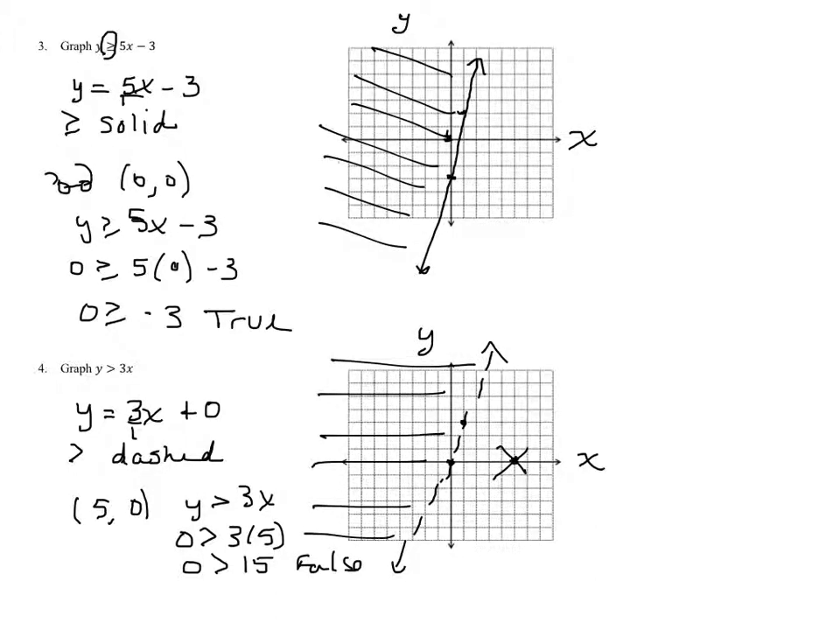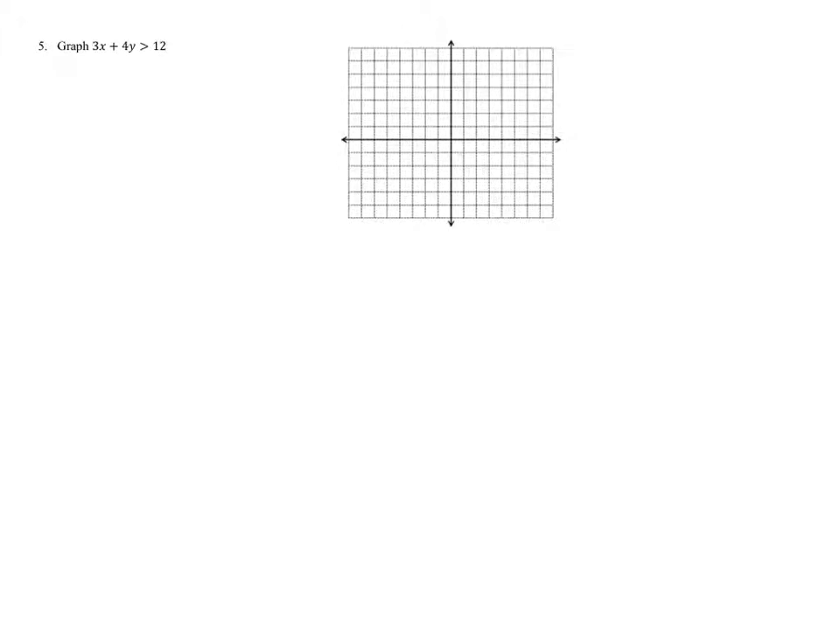Okay, next slide. Okay, last but not least, let's take a look at this guy. And this is just a line in a different form, so I wanted just to do an example of this. So we're going to look at 3x plus 4y is equal to 12. That's my boundary. And since it's greater than, without an equal to, it's going to be dashed.